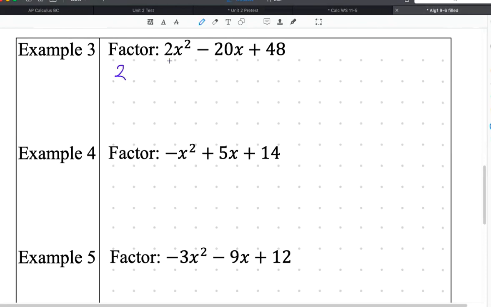So the greatest common factor for 2, 20, and 48 is 2. And the greatest common factor for the powers, well, this doesn't have an x, so I can't pull out an x. So the greatest common factor is just 2. What happens if I factor out the 2? What are the 3 terms that are left inside? Can you guys shout that out? X squared minus 10x plus 24.